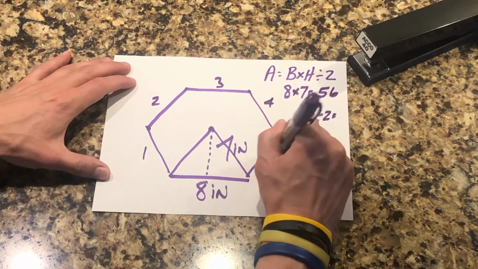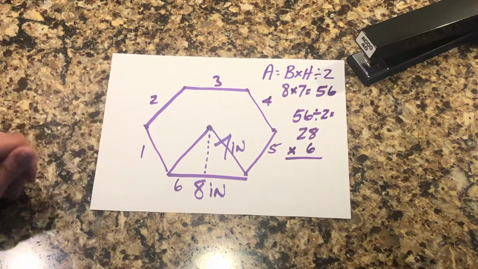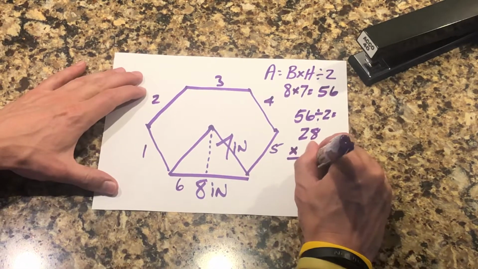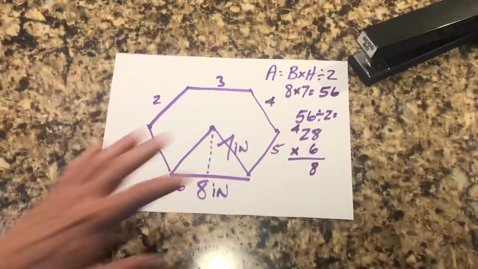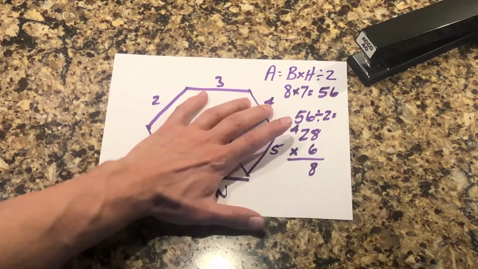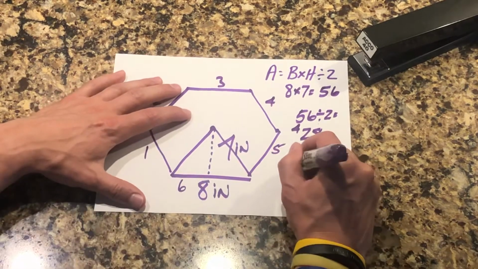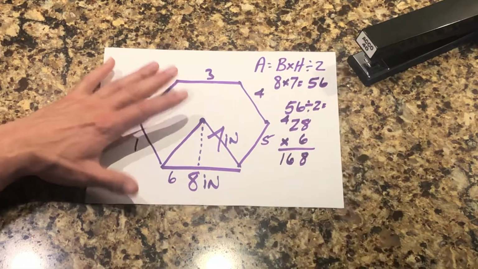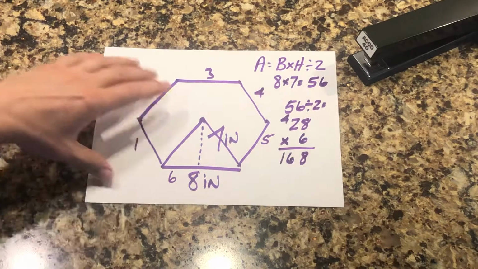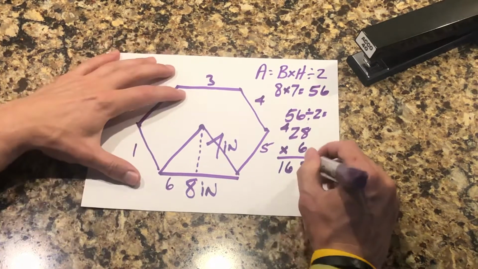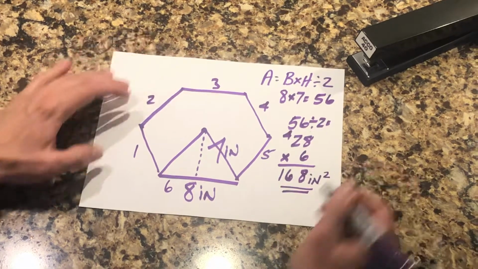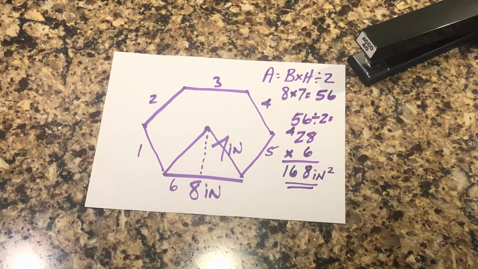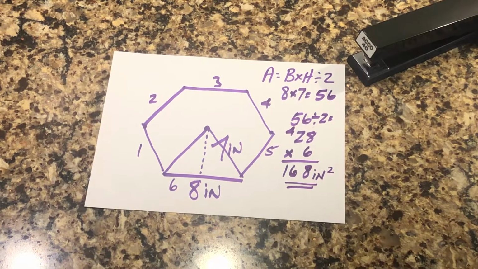So I take 28 times 6. 6 times 8 is 48. So I drop the 8 and raise the 4. And 6 times 2 is 12. Plus that 4 would give me 16. And so I have 168, and the square unit being used here is inches, so the area of this hexagon is 168 inches squared.